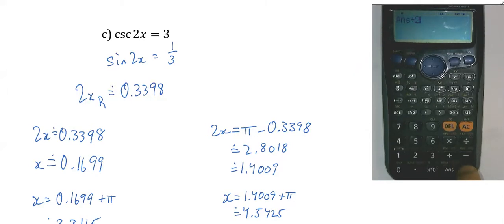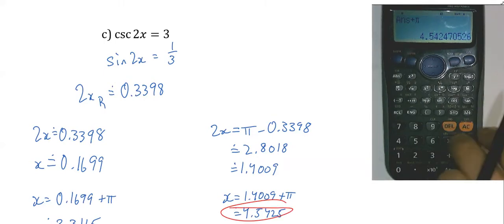So again, I'm keeping that answer on my calculator so that I'm not actually punching in any of these rounded answers into my calculator ever. I never do that. I always use the exact value on my calculator. And then I can take that one and add pi to get the last answer there.